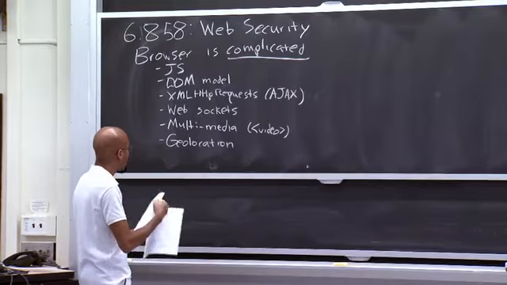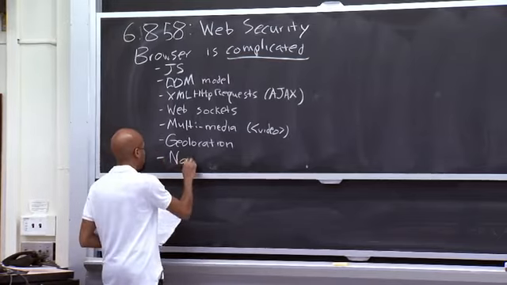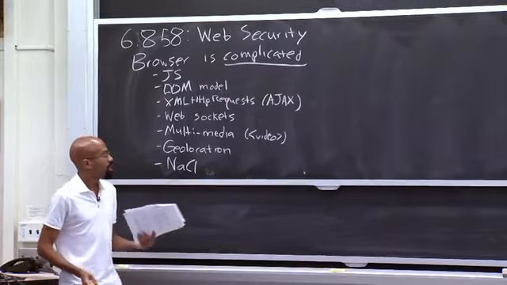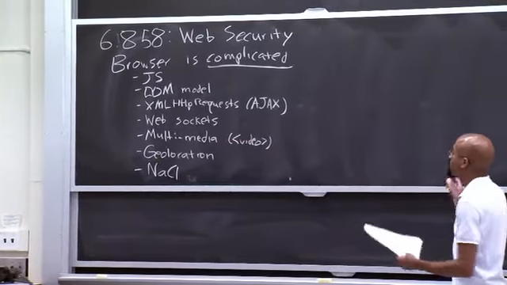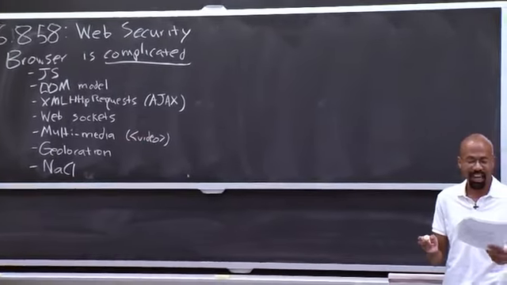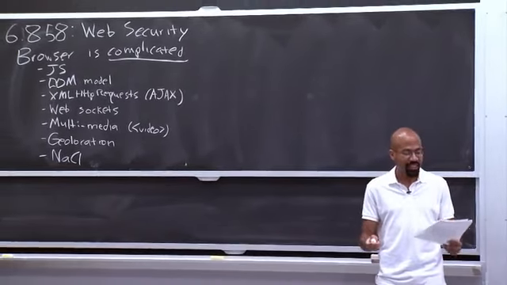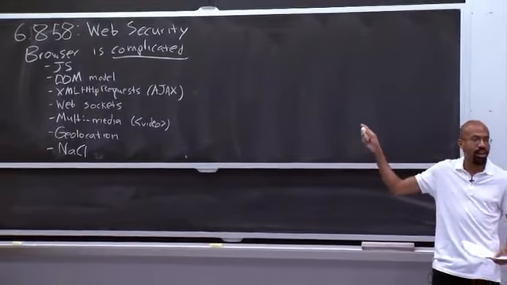And so we've also talked about things like NaCl, for example, which allows browsers to run native code. So there's many, many other features that I haven't mentioned here. But suffice it to say that the browser is now incredibly complicated. And so what does this mean from the perspective of security? Well, basically, it means that we're screwed, right? The threat surface for that right there is enormous.